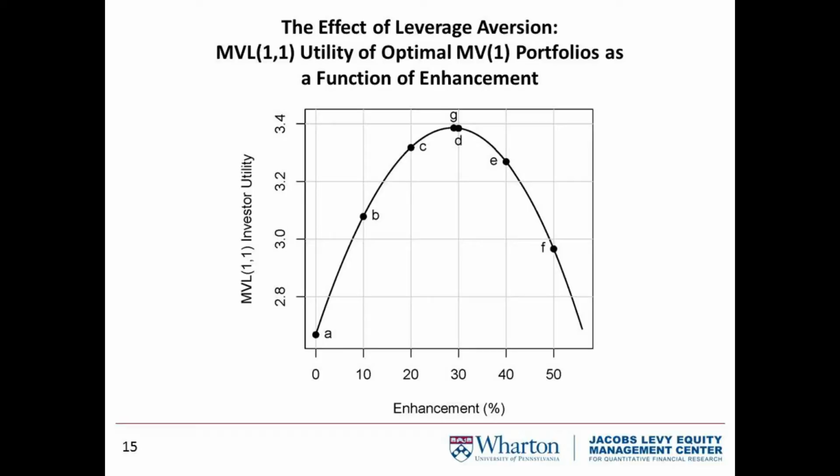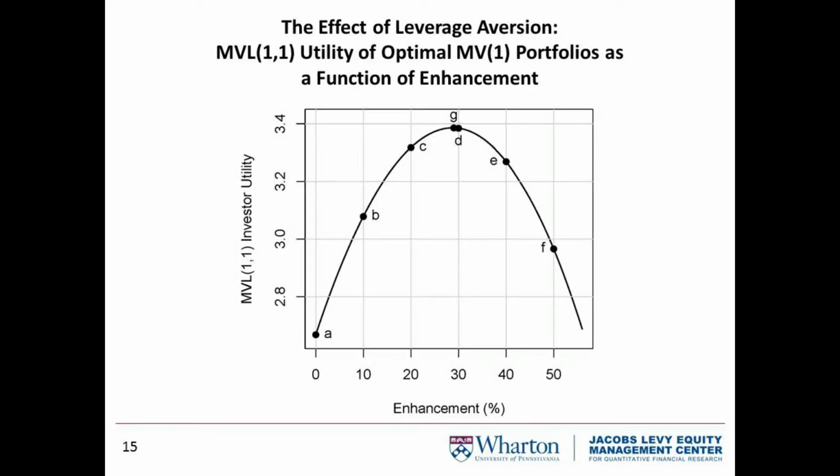What we're finding now when we evaluate these portfolios with an MVL11 utility function, meaning mean variance leverage for an investor with a volatility tolerance of 1 and a leverage tolerance of 1, when we evaluate those leverage-constrained MV1 portfolios, because of that third term, the curve turns down. That's due to the disutility associated with taking on leverage risk, which becomes an offset to the higher expected return as you take on more enhancement.